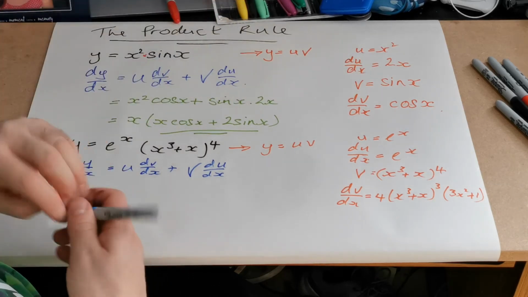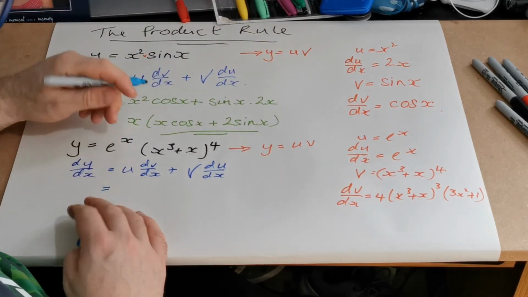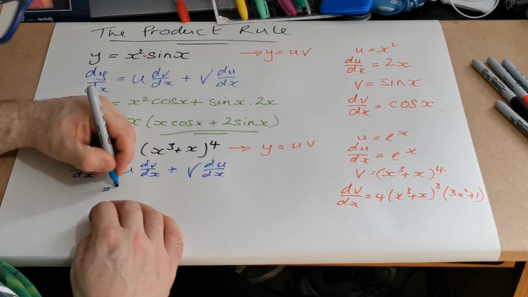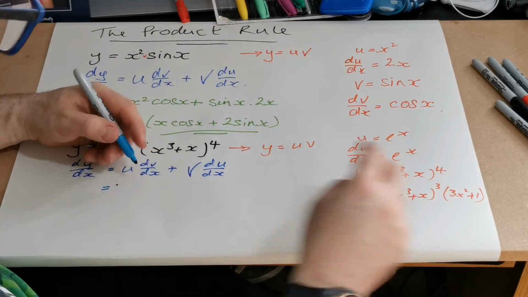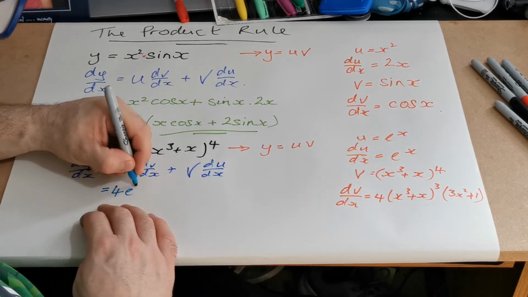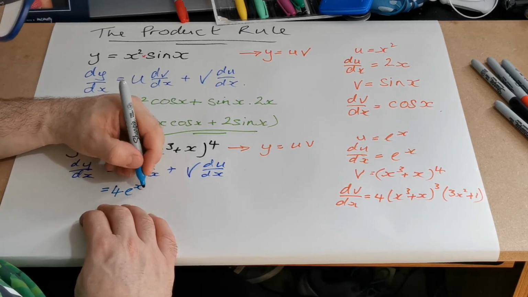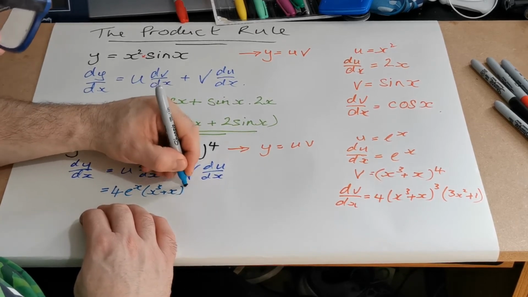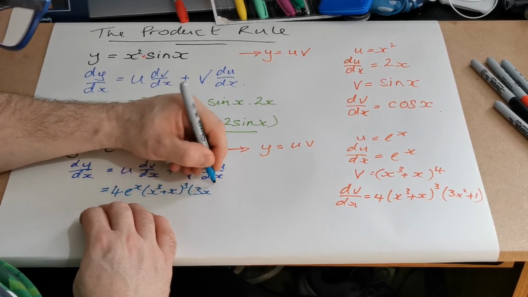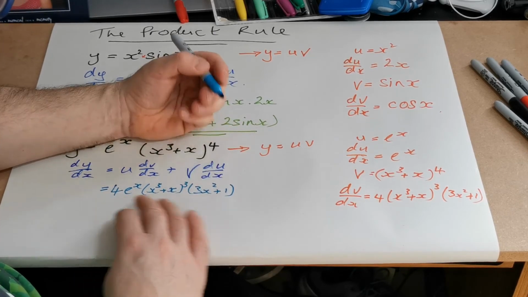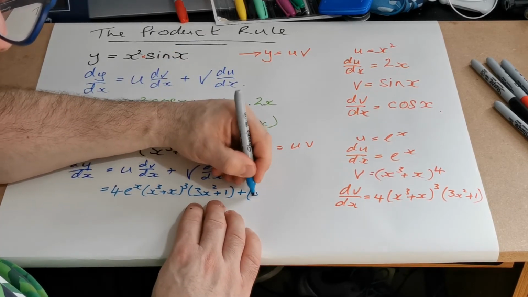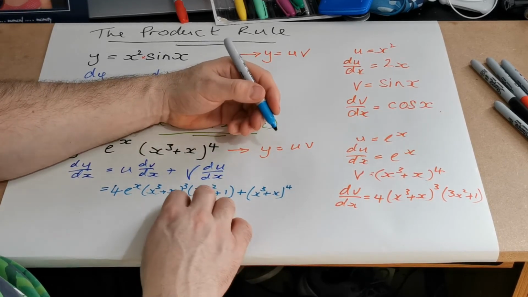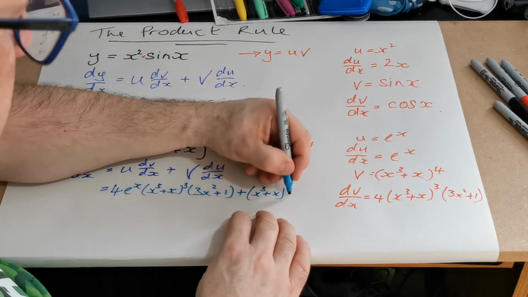So I've got u dv by dx. So I'm going to write that as, so it's e to the x times 4 lots of this. So I'm going to put 4e to the x. I think that's a bit neater. 4e to the x, cubed plus x cubed, 3x squared plus 1, plus v, which is x cubed plus x to the 4, times du by dx, which is e to the x.